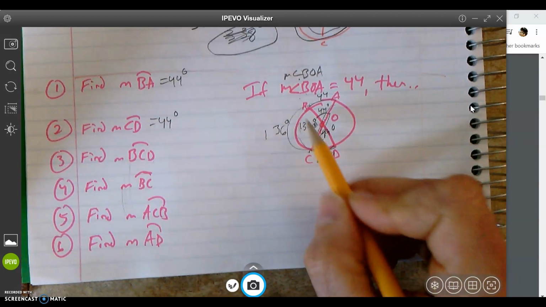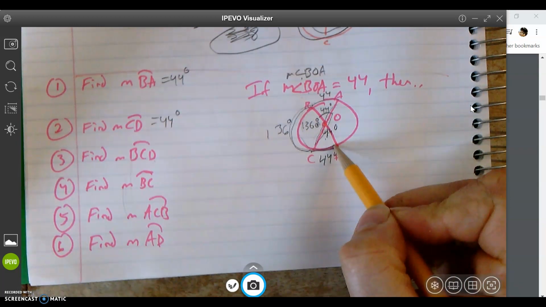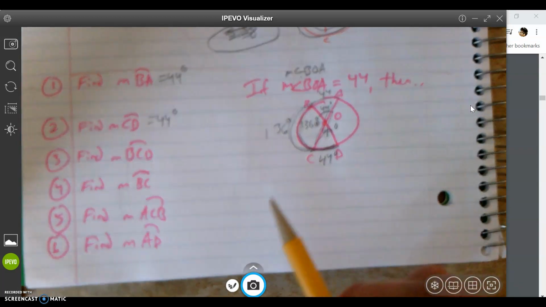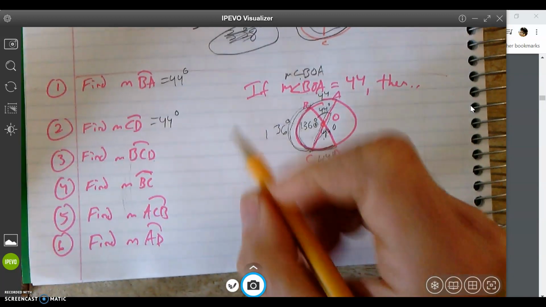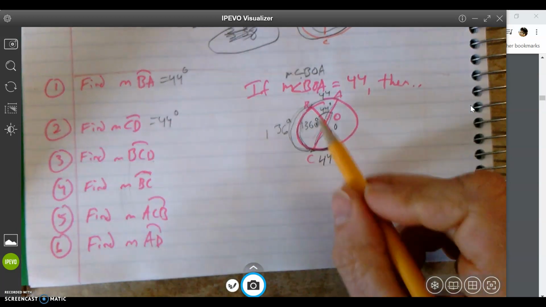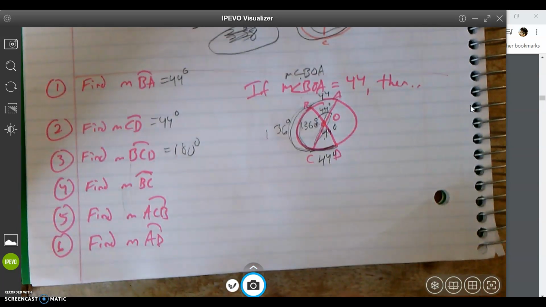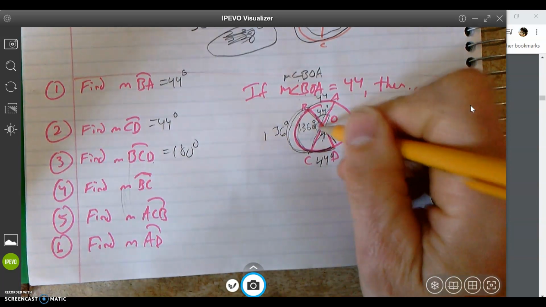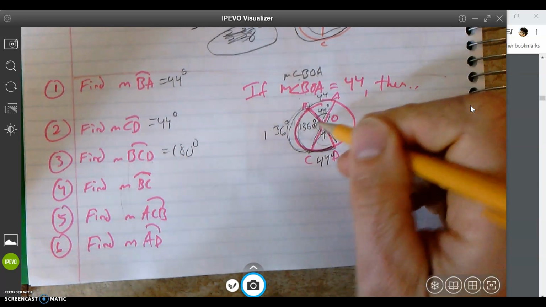So BCD is this arc, 136, plus this arc, 44. It's these two arcs combined. So 136 plus 44 is going to be, yeah, 180 degrees right there. And you also know that because this is a straight angle, which is also 180, so this whole thing is going to be 180 also.